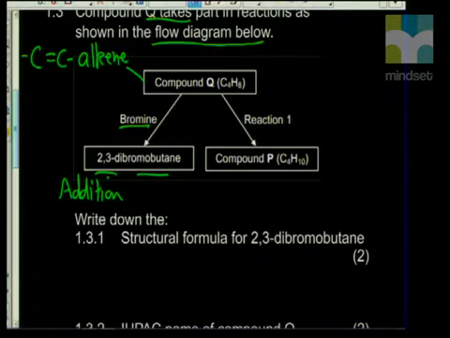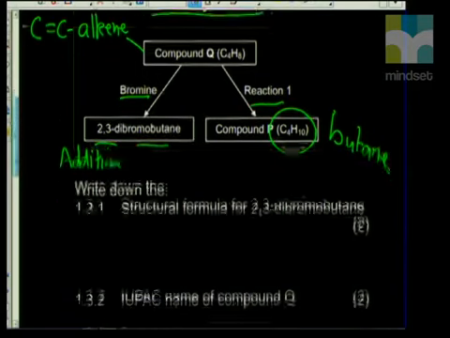Now, what about in this reaction here? We recognize that we're getting 1 product again, and that's going to be, what is it? It's the alkane, isn't it? It's just simply butane. Now, let's go and see what they're asking for us.